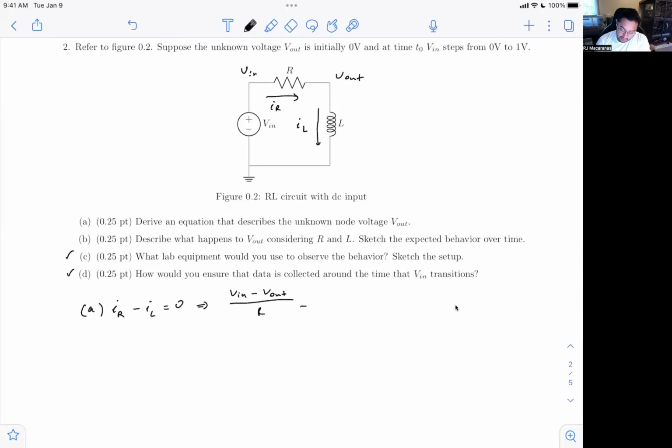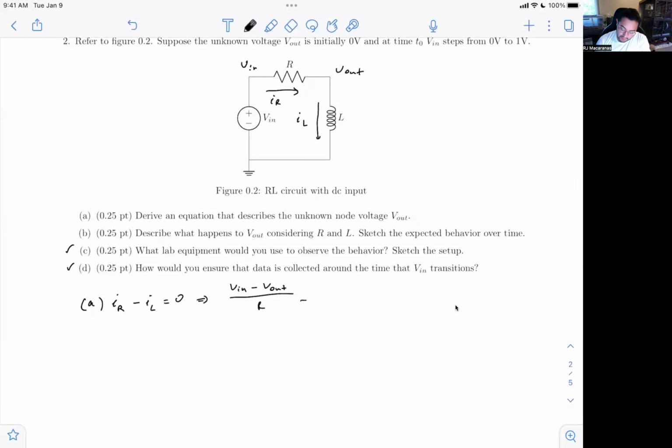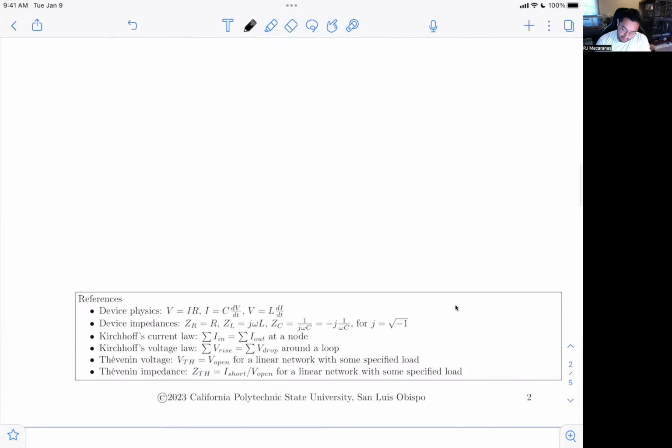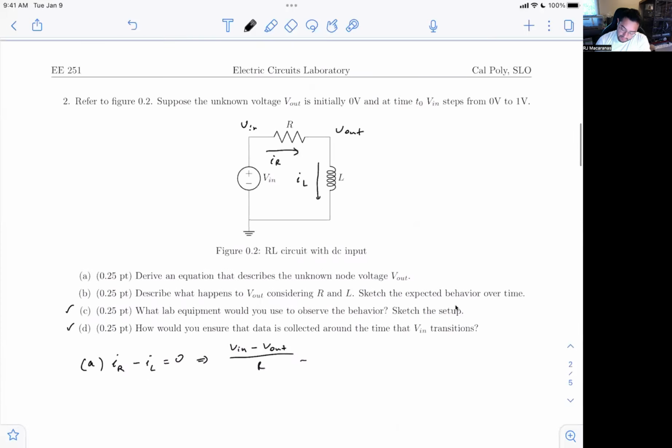And IL, so what is the current through an inductor? Well, from the physical equations, right, we have this V is L di/dt. So V is L di by dt. So if we move over that dt, V dt, and we move over the L, 1 by L is equal to di.